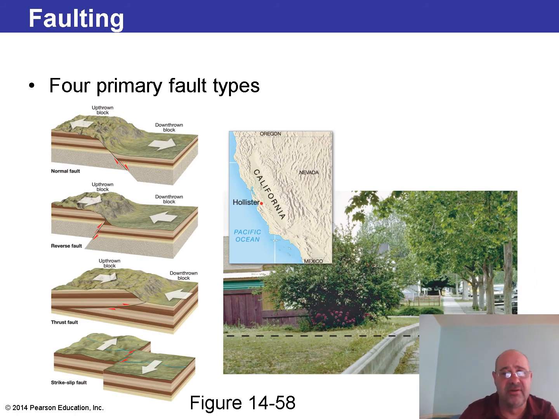You need to make sure you look at this for your test. Four primary fault types. Here we go. We got the normal fault. The blocks are basically moving past each other, one up, one down.